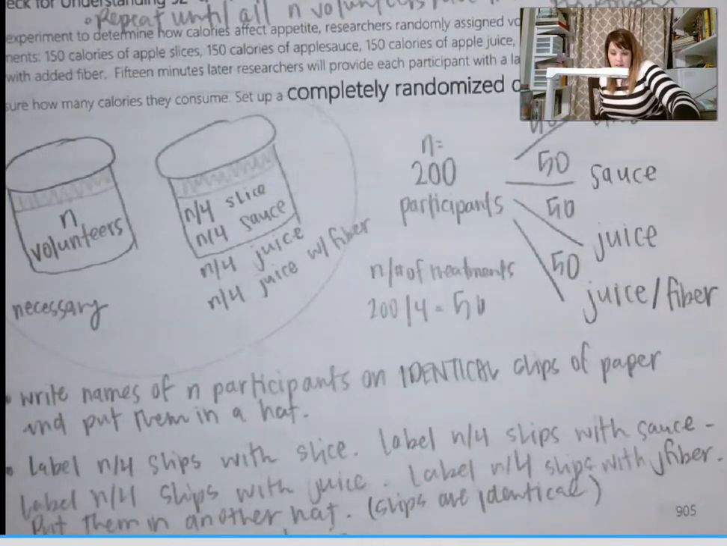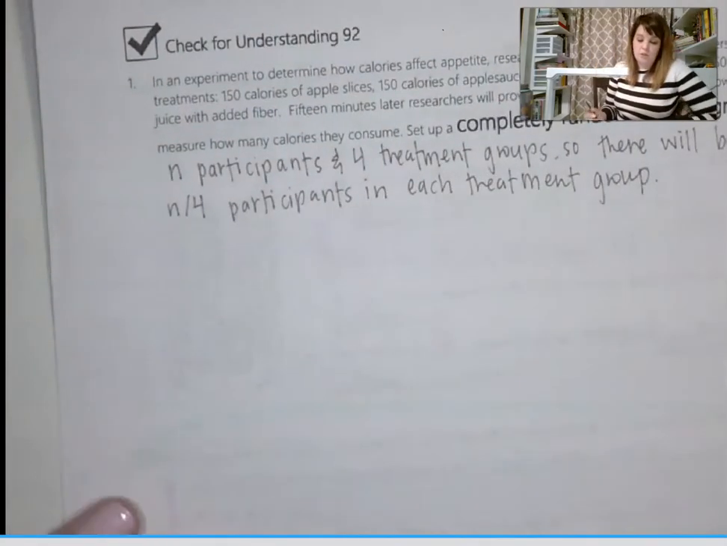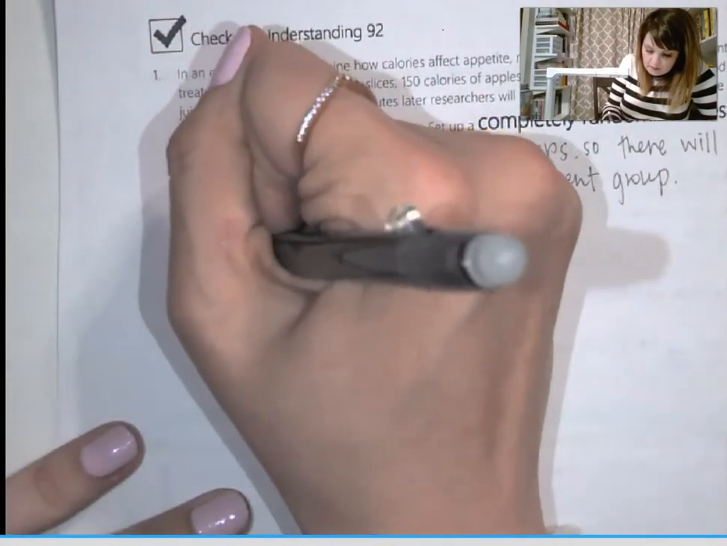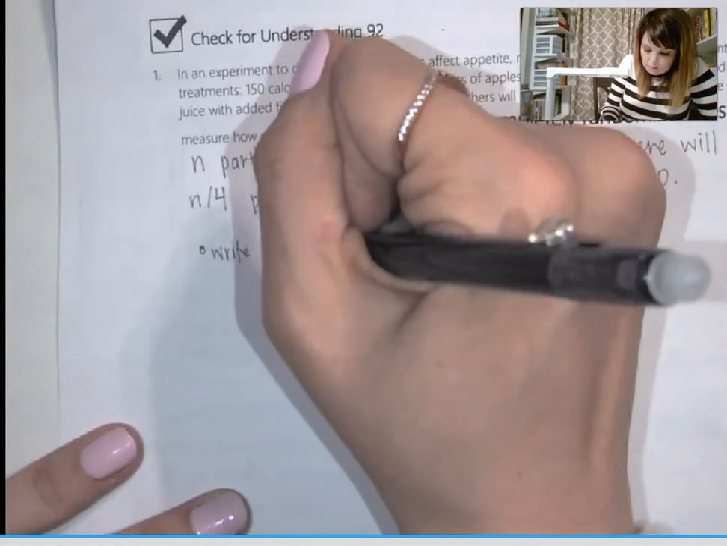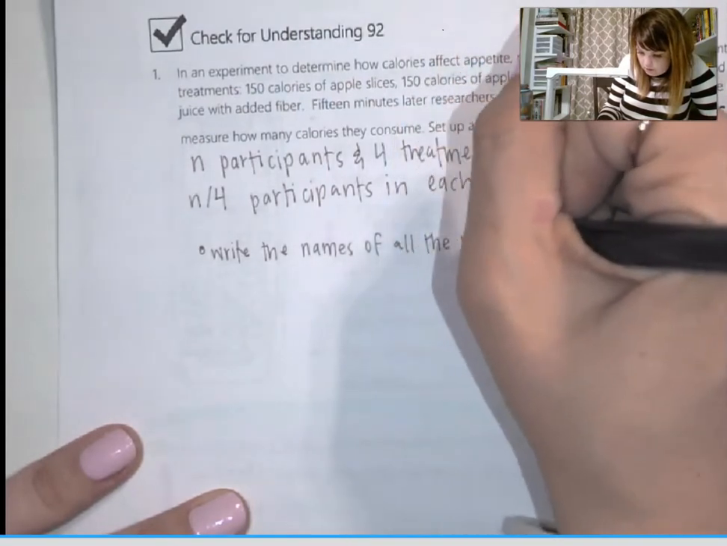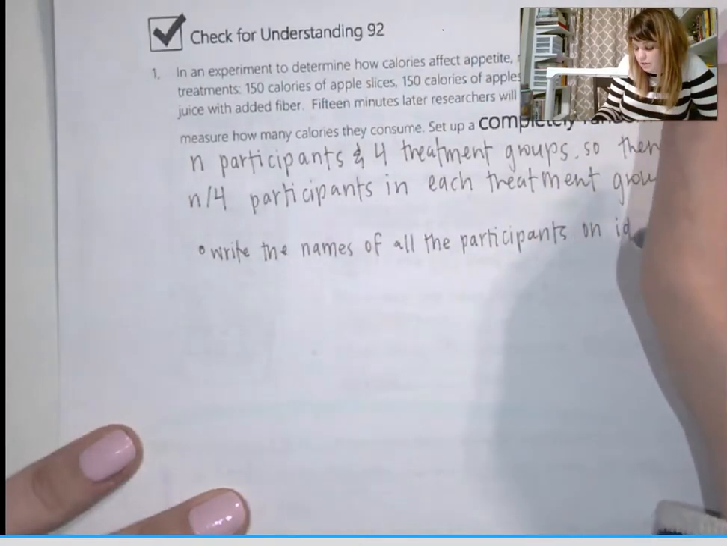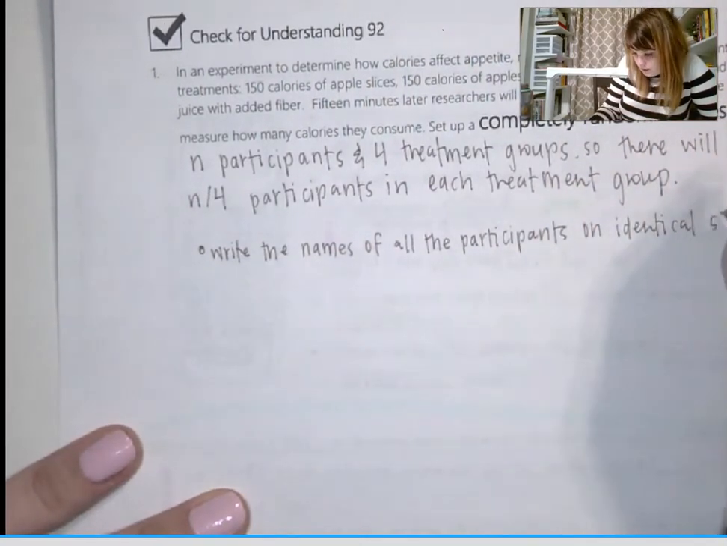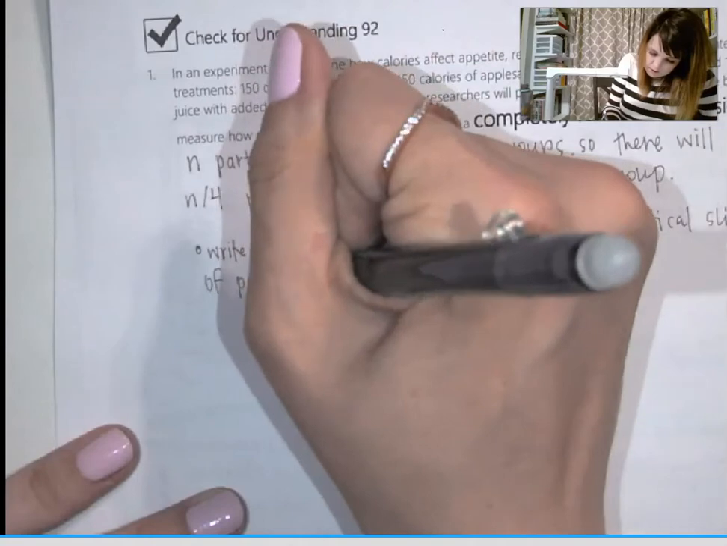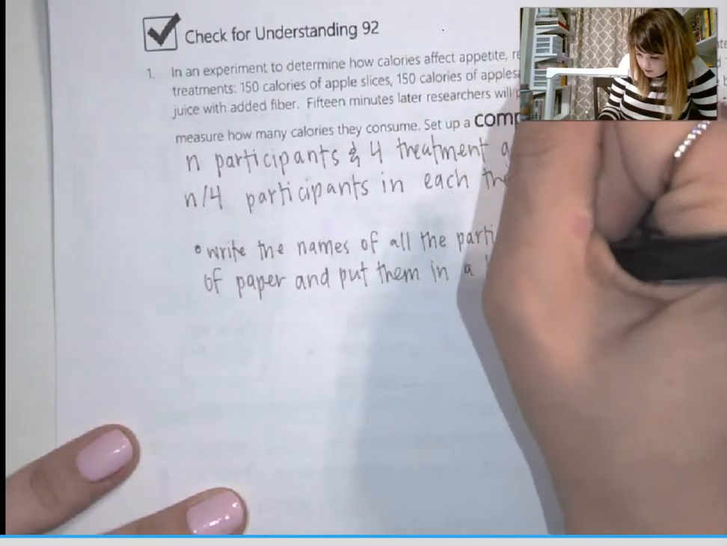So that being said, let's list out what we would do for the two-hat method. So first thing, write the names of all the participants on identical slips of paper and put them in a hat.